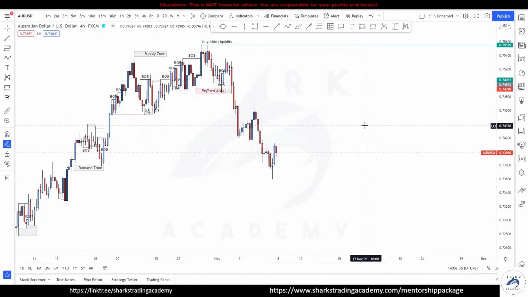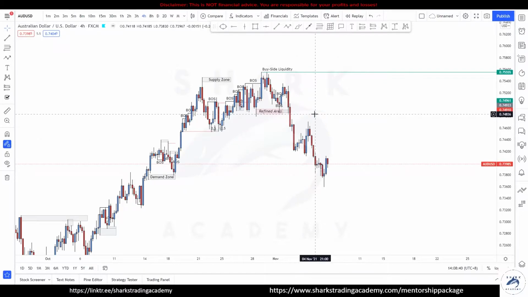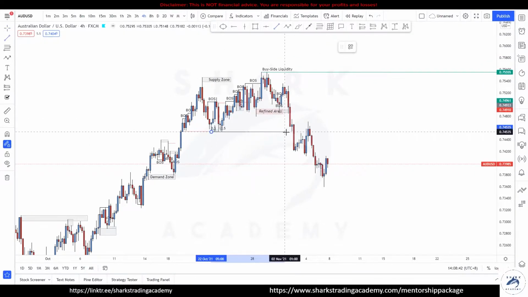So next up, we have the Aussie dollar, and you can see that we are going downtrend. We are going to move towards the downside. When prices break structure over here, I'm looking for sells.